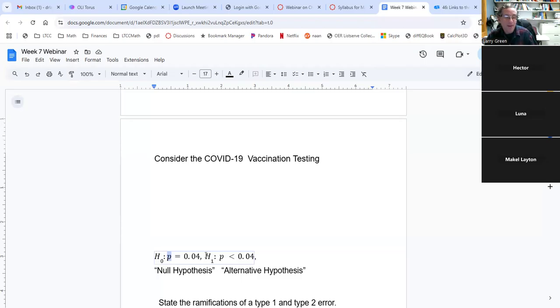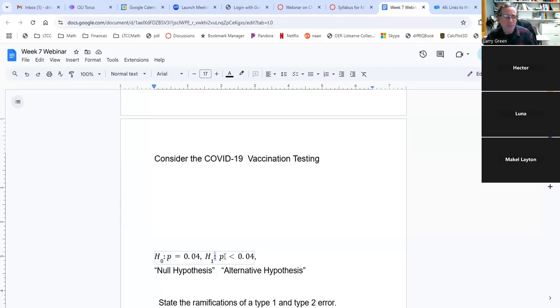Then the alternative hypothesis. There's actually two ways of doing it. I think the easiest is H sub 1 for the alternative hypothesis. Sometimes you'll see H sub A, but I tend to use H sub 1 because that seems to go after 0 really well. And you'll see both. And then you have a colon.